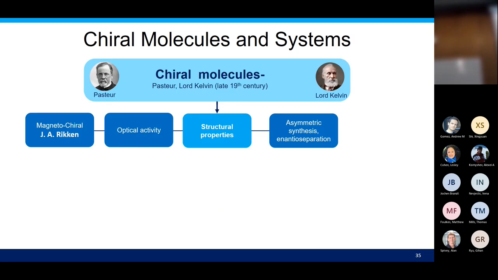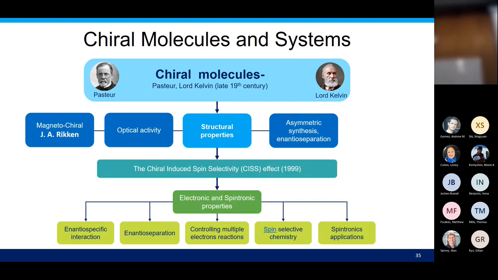In the beginning, chiral molecules were assumed to be only structural things. There were some exceptions in which people realized that they have special optical, of course, and some magnetic properties. And now with the CISS, we have many, many applications. Among them, we use it for enantiospecific interaction and enantioseparation. I didn't discuss it, but we use magnetic surfaces to separate our molecules either by crystallization or by adsorption.